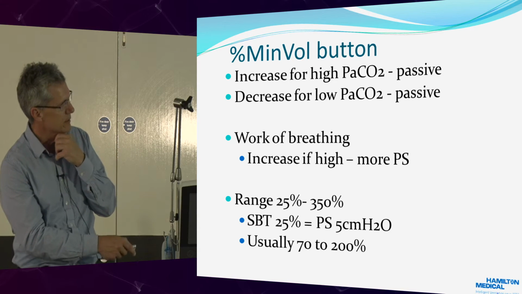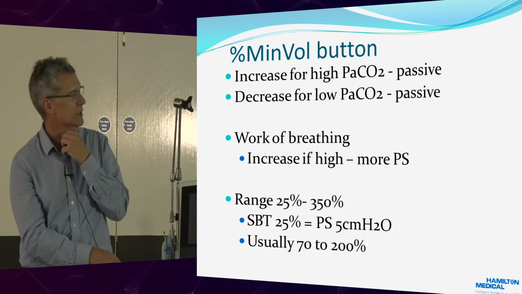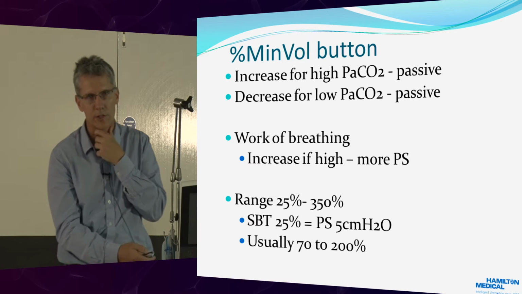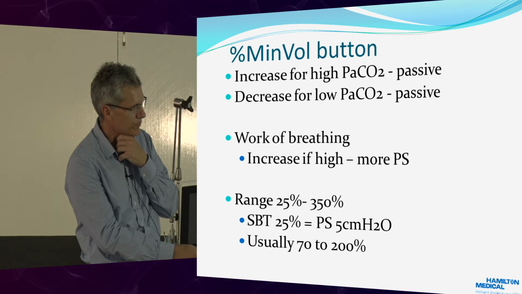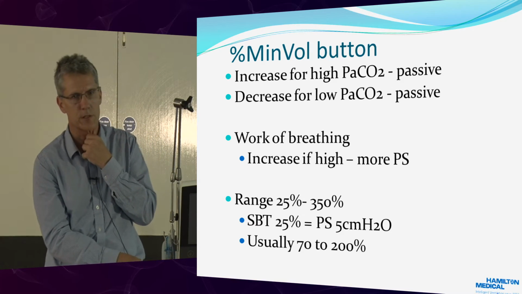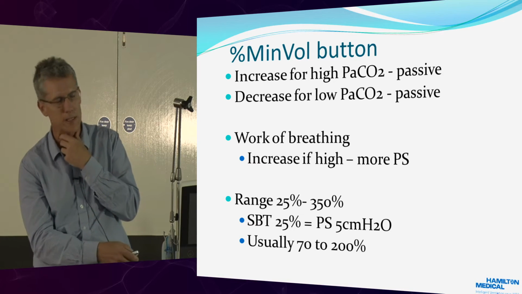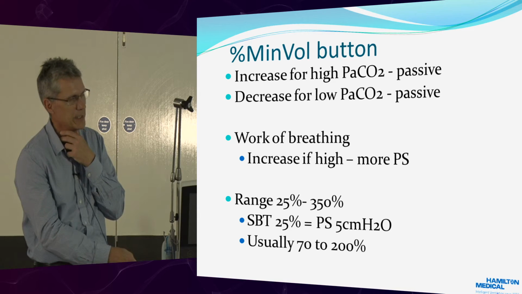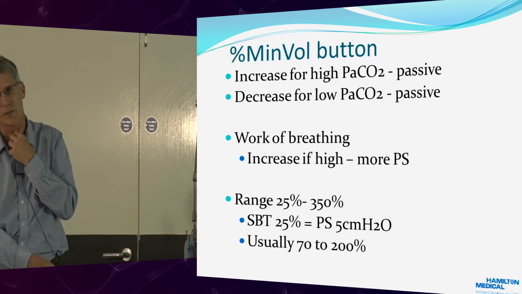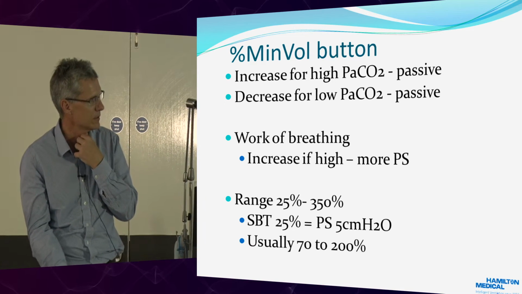And the range of this button is 25 to 300. If you want to do a sort of spontaneous breathing trial, which is very easy to do, you can put this button down to 25%, and this will give the patient 5 of pressure support. Yeah. Only do this for 30 minutes, you don't want to tire them out, yeah? And typically, the range of minute volume that we use is 70 to 200, yeah? This is what the IntelliVent range is, and this is what we tend to use.